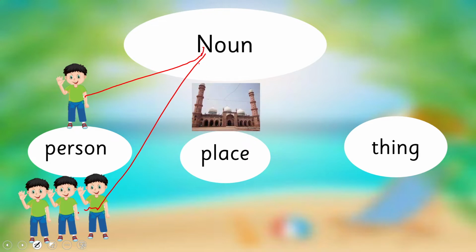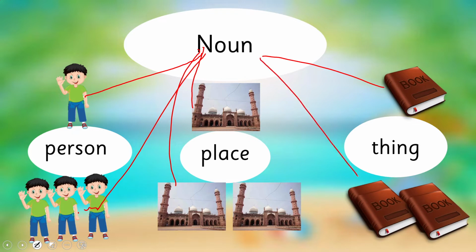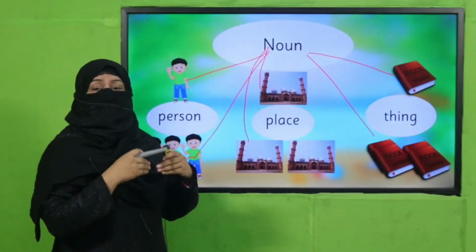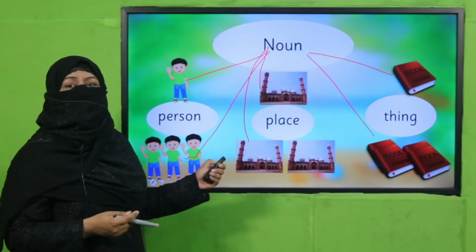When it refers to one place, it's singular. When it refers to more than one, it's plural. When it refers to one, it's singular. And when it refers to more than one, it's plural. Remember? And then we learned how to write. This is how in pictures I'm telling. But if I want to write it, what do?